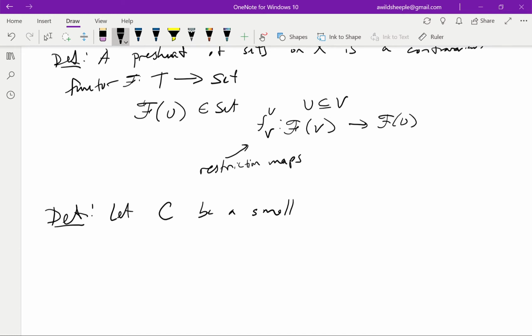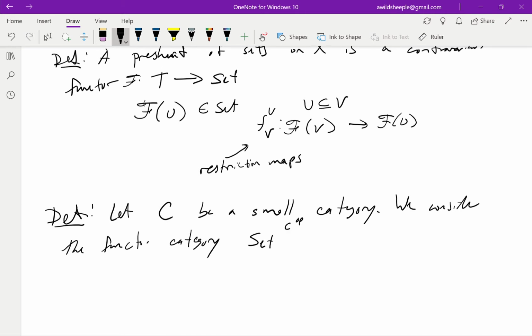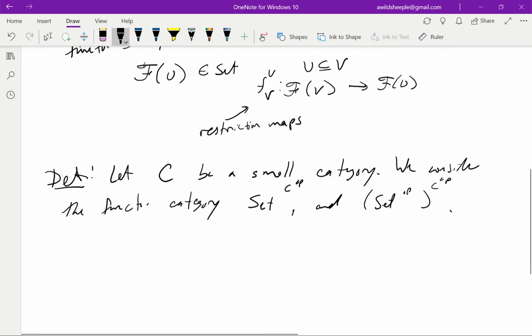We're recalling that U means U-small for some universe. And then we consider the category of functors, and remember, we borrowed this notation from set theory, Set^(C^op), and also we have Set^op to the C^op. And the former category we're going to call the category of presheaves.